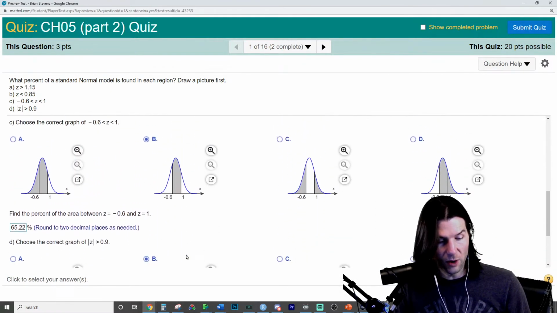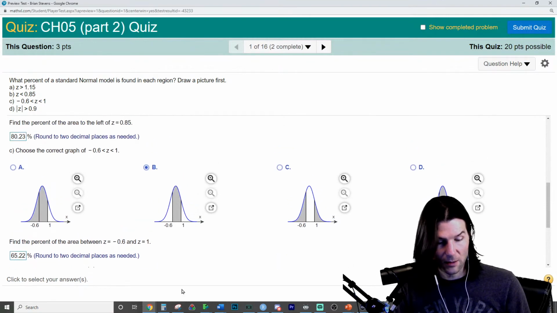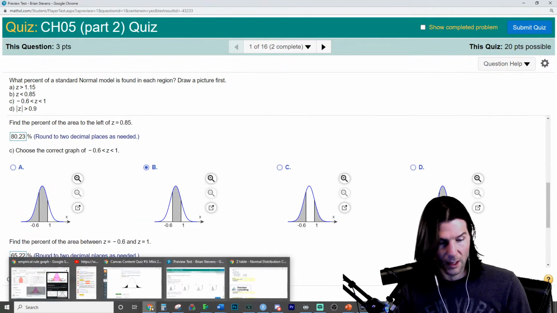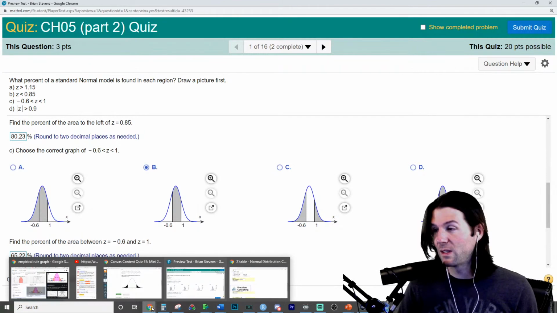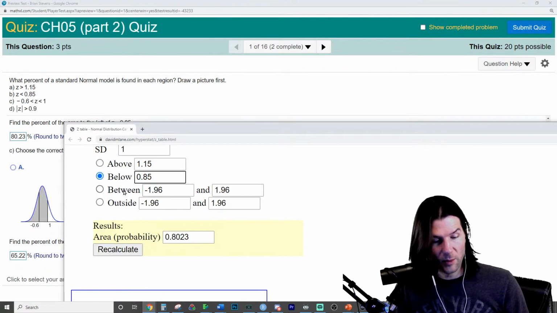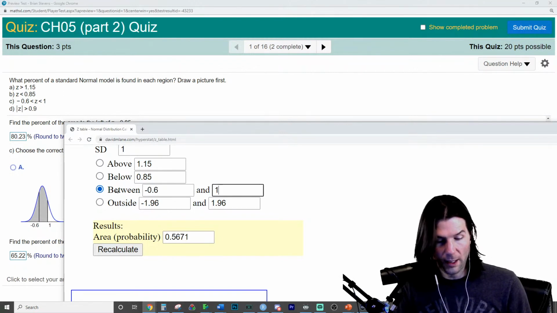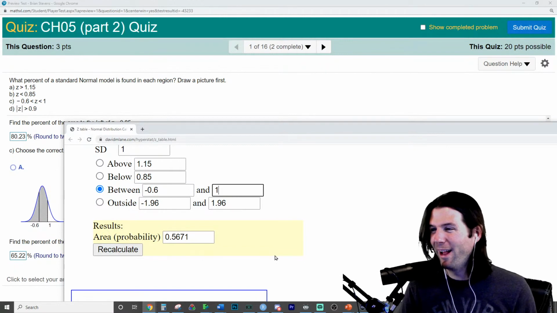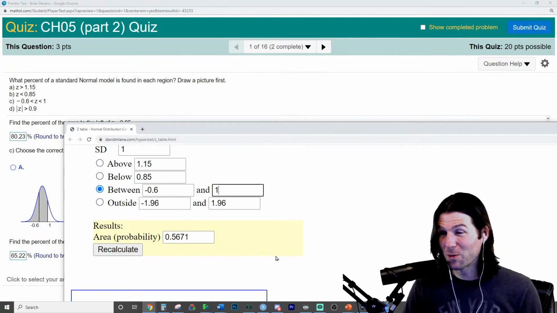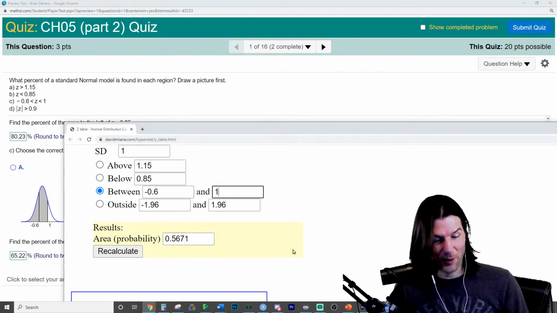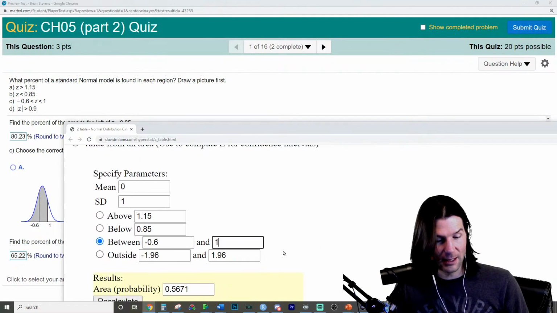And then there should only be, I got one of these right. I am shocked. Was it this one? I felt more confident in this one. This is the area between negative 0.6 and 1. So the area between negative 0.6 and 1 is 56. Ooh, that was my worst one. 56.74. And if you notice, the graphics should look like that.